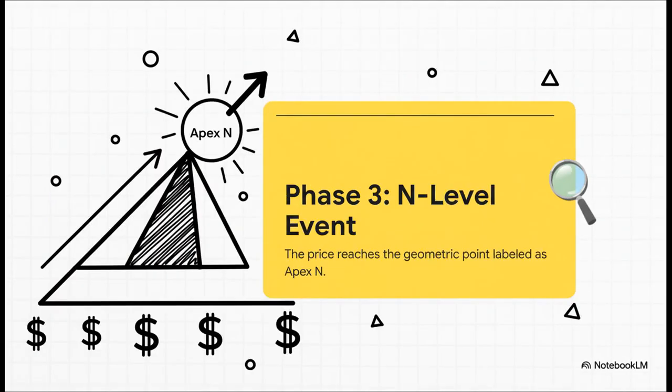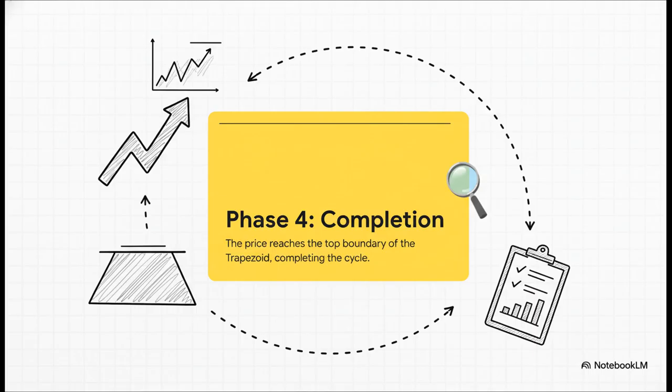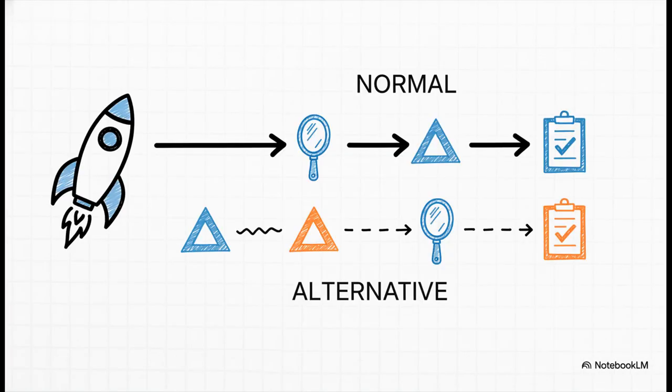Phase 3 is also tied to a very specific price achievement. It's triggered the moment the price reaches that geometric point we saw earlier, the one labeled apex N of triangle 3. And that brings us to the final phase, Phase 4, which marks the completion of the cycle. This happens when the price reaches the top boundary of the trapezoid. Once that happens, the cycle is considered done, and a full performance summary is generated. Now, here is a really crucial point. The sequence of these future phases isn't actually set in stone. The system could follow what's called a normal path, going from phase 1 to 2, then 3 and 4. Or it could follow an alternative path, where phase 3 happens before phase 2.